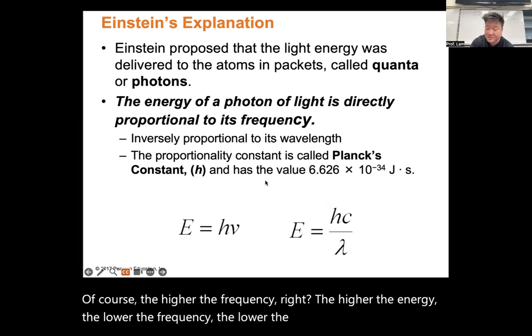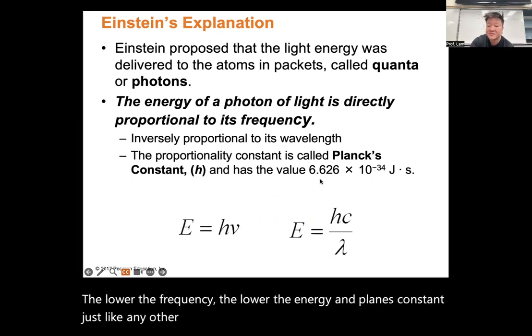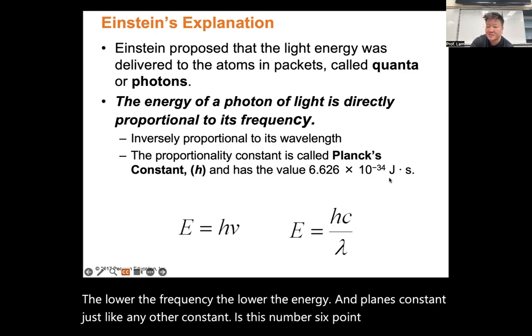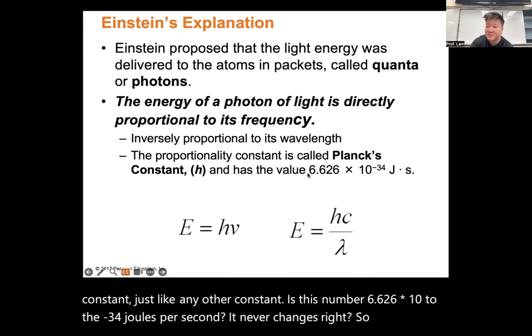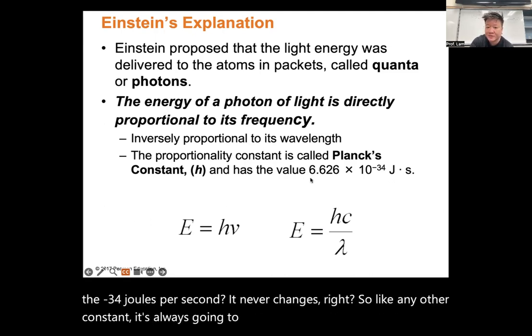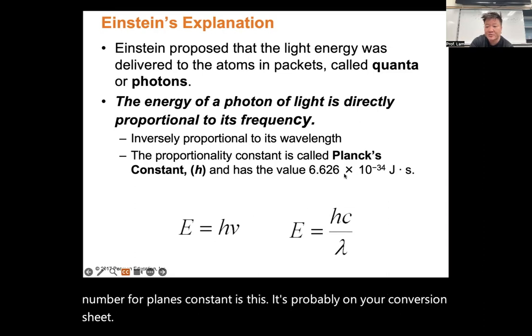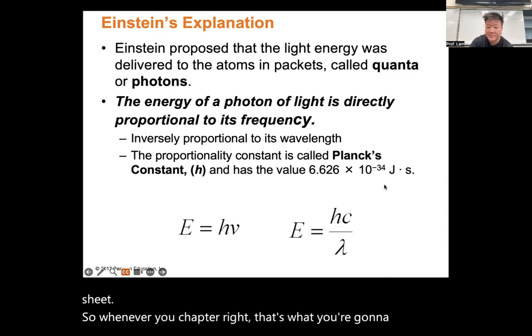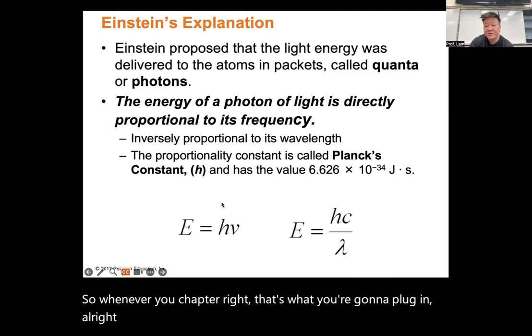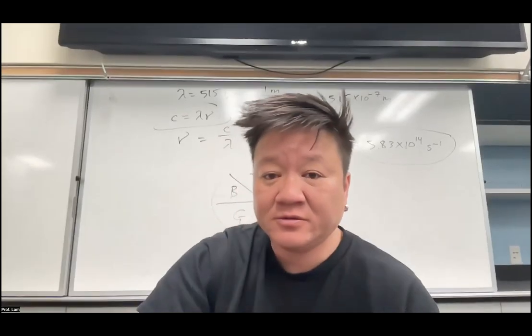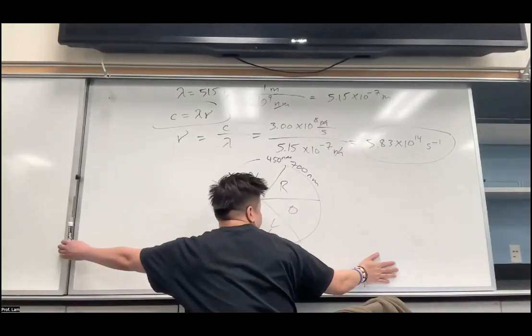And Planck's constant, just like any other constant, is this number, 6.626 times 10 to the minus 34 joules per second. It never changes. So like any other constant, it's always going to be a certain number, and that certain number for Planck's constant is this. It's probably on your conversion sheet. So whenever you see h, that's what you're going to plug in. Now that we know that E is equal to h nu, let's go to the board.